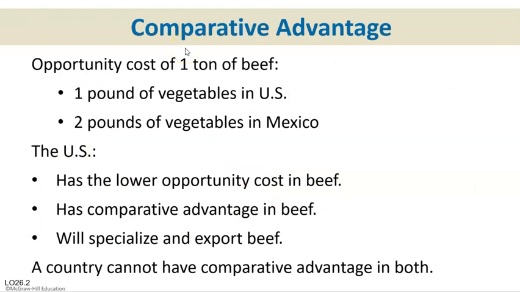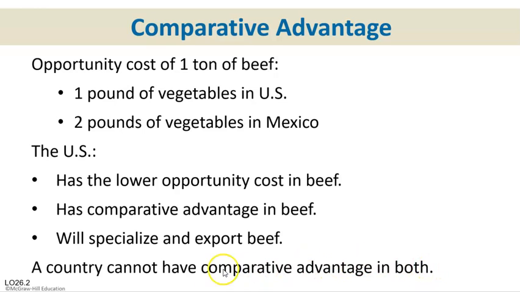So most of this slide we've talked about already, but the info is here for you to keep. The opportunity cost of 1 ton of beef in the U.S. was 1 pound of vegetables, but in Mexico was 2 pounds of vegetables. That means that the U.S. has the lower opportunity cost in making beef and has the comparative advantage in making beef. That means they will specialize and export beef.